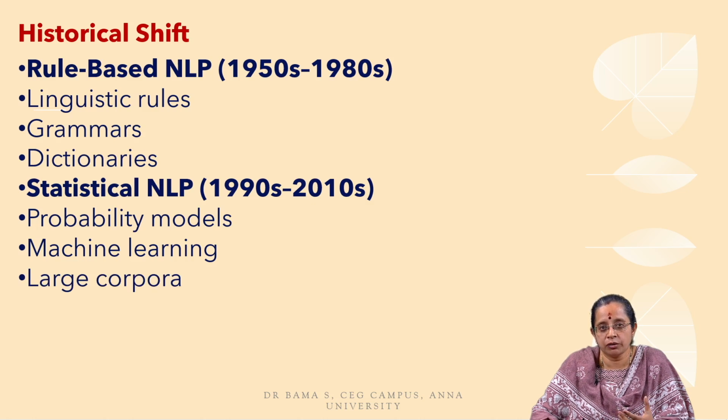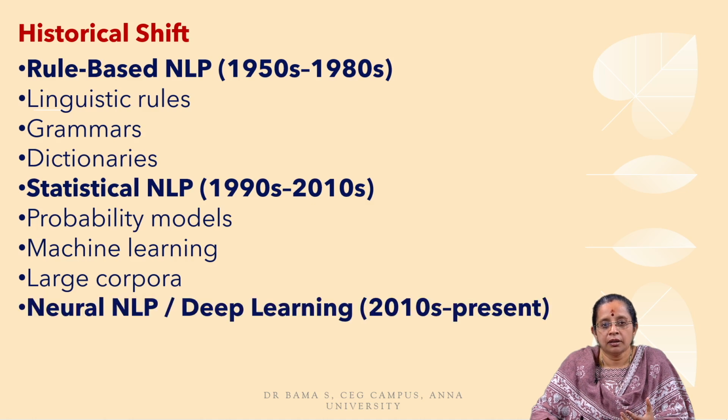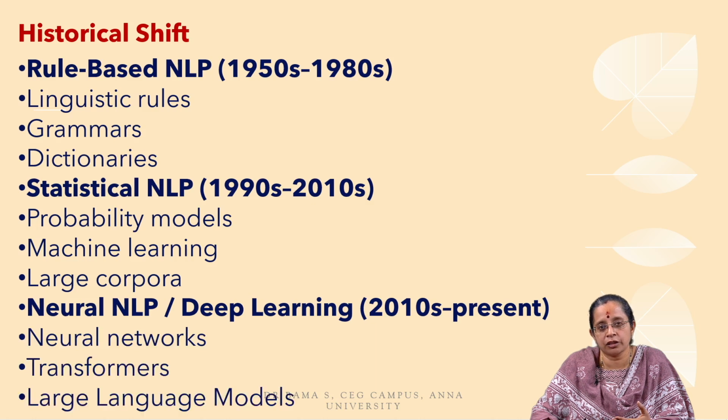Corpus is a huge amount of data that is available on the internet. Then this is the latest trend, the neural NLP, or the deep learning perspective of natural language processing, which works on the basis of neural networks, towards the transformers, and right now we have the large language models. So, we could see 3 shifts. The first one was rule based NLP, the second is statistical, and the third is the deep learning approach.